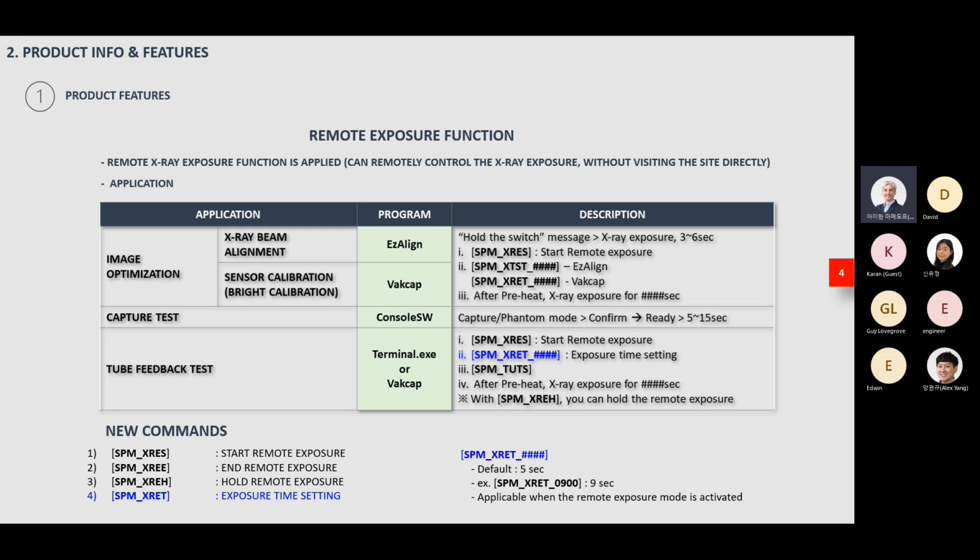And also you may need to make some exposure time settings. You may want to change the time settings for exposure. Then you can use this command. By default it is 5 seconds, but you can, for example, change it to 9 seconds if you need. It's usually applicable if the remote exposure mode is activated. So you can use these commands to use this remote exposure function.